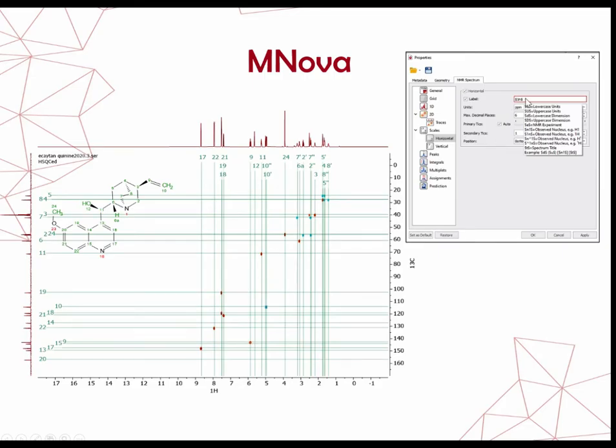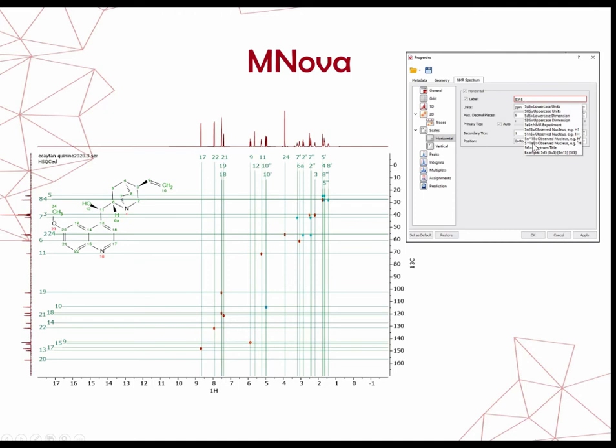A small thing in Anova, if you want to make the name of the observed nucleus appear on the axis here instead of F1, F2, you just have to go in the properties, go into the scales, so horizontal and vertical scales, and modify here the label.